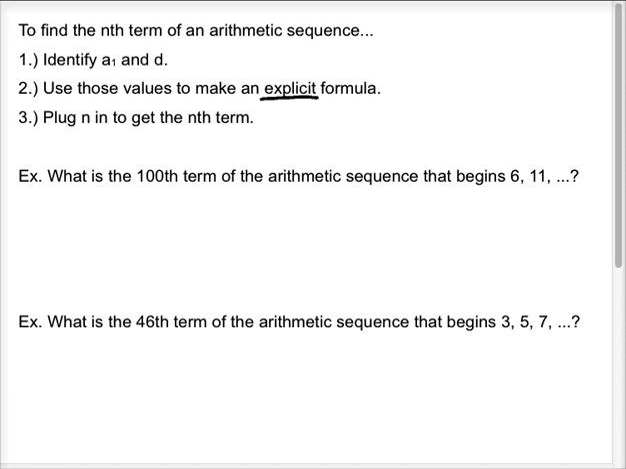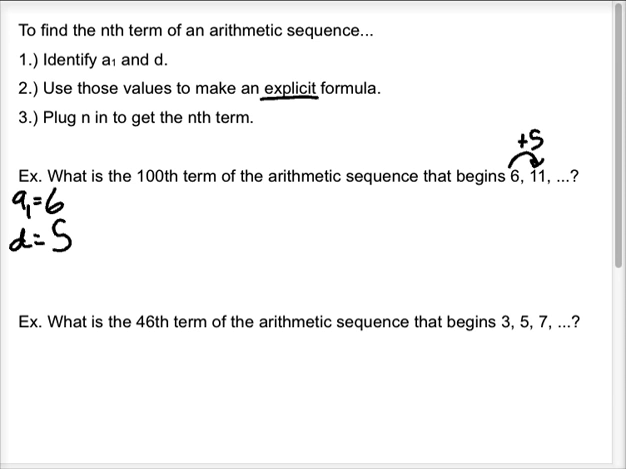All right, so taking a look at our first example, what is the 100th term of an arithmetic sequence that begins 6, 11, so on and so forth? So my first term is 6. I also need that D. So what am I adding to go from term to term? Well, I'm adding 5.